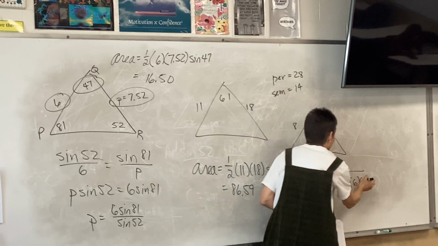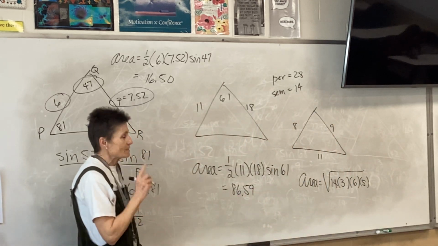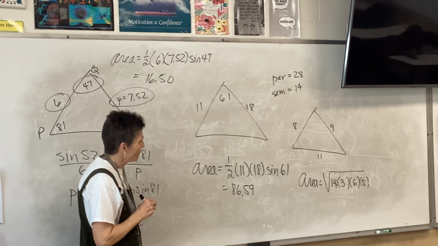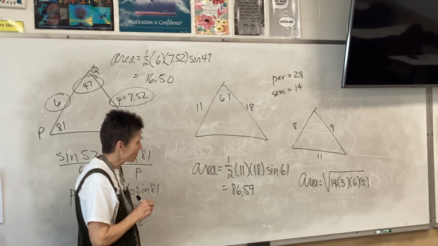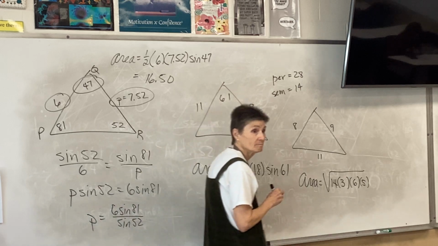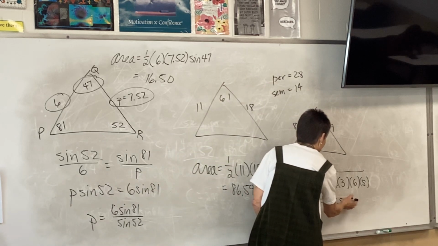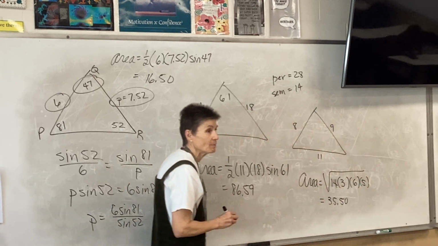14 minus 9. Yep, there's 4 numbers under there, not 5. So semi-perimeter, and then semi-perimeter minus each side. Type it all in, square root it, 35.50. Is that okay with everybody?